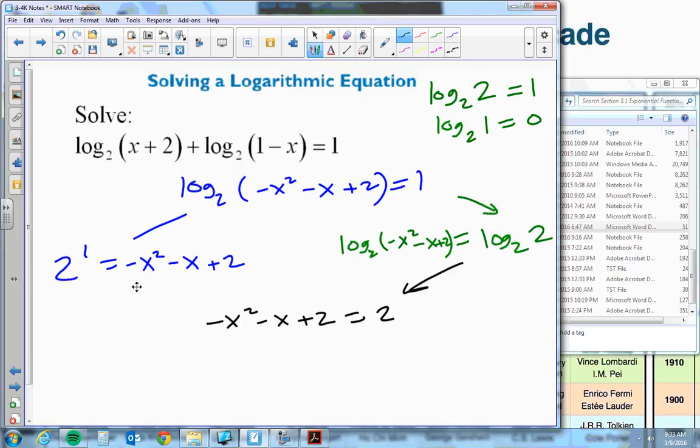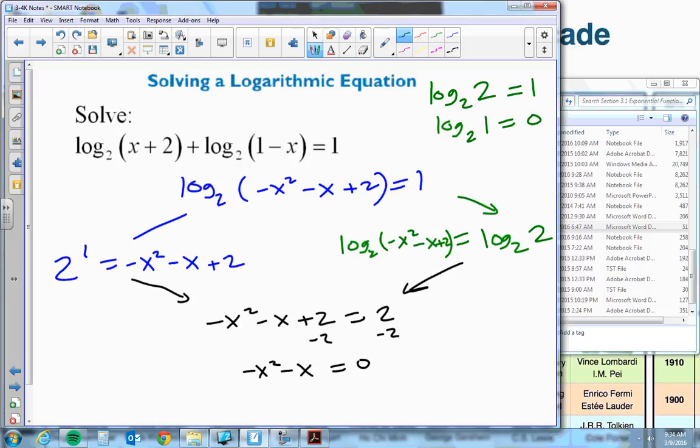But isn't that exactly what we got using another method? So six of one, half a dozen of another. Whichever approach you prefer, use that approach. I don't know why I can't draw an arrow in the right direction. All right, now to continue, there's 2 on both sides, so it zeroes out, it goes away. So you get negative x squared minus x equals 0.